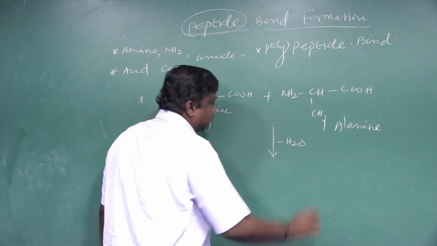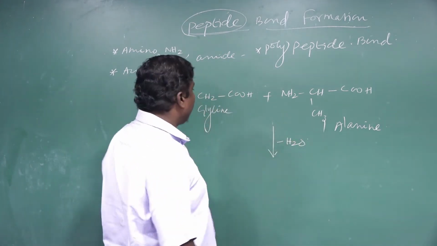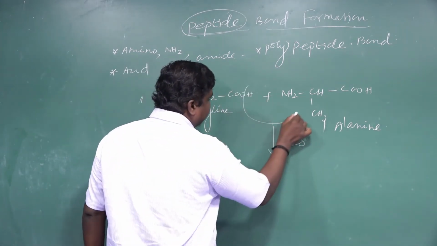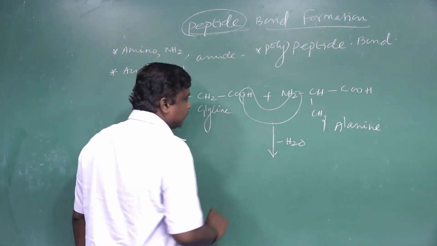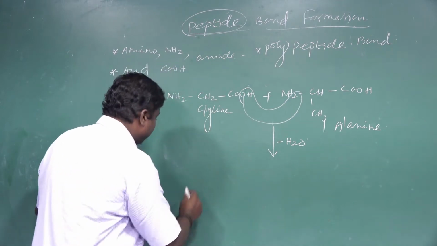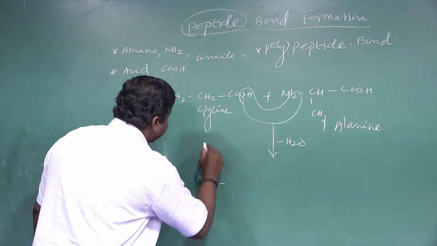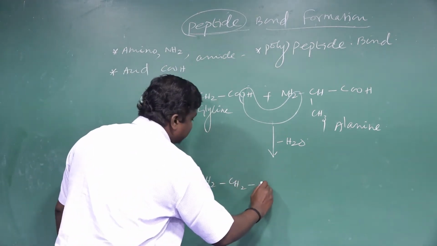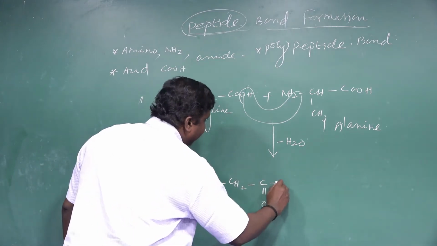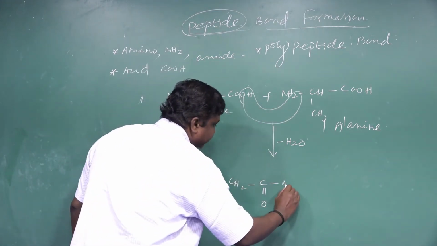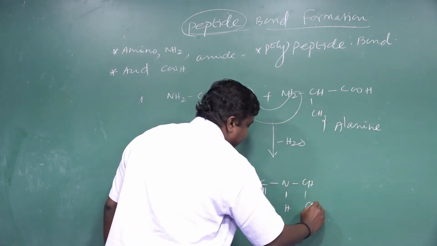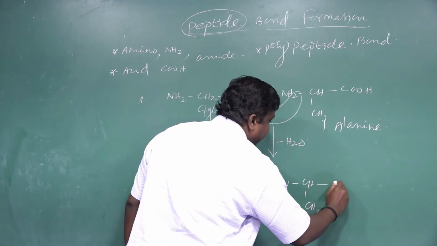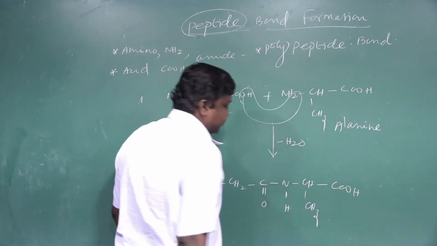Removal of water. The remaining product is NH2, CH2, C double bond O, NH, CH, CH3, COOH.